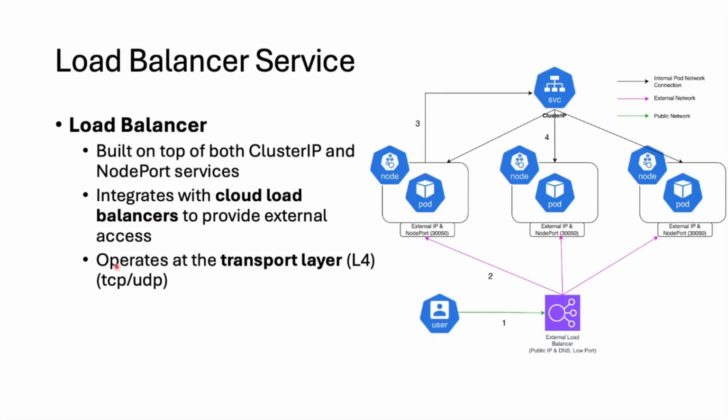One important thing here is that the load balancer in the LoadBalancer service operates at the transport layer, which is layer 4, the TCP and UDP layer. It doesn't understand HTTP. For that, we have ingresses, which we're going to discuss next.